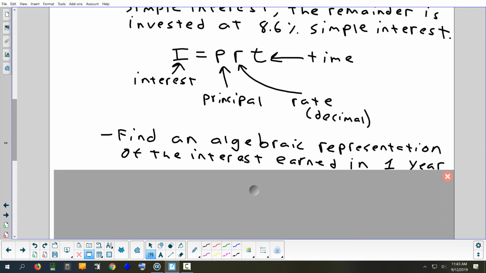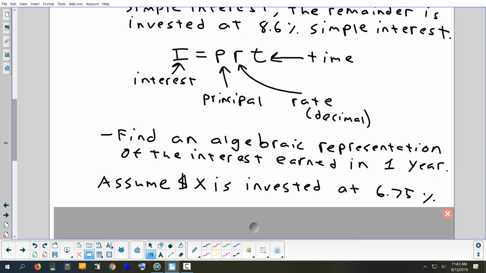To give you a hint, you've got to start off with something. Let's just assume that he invests X dollars at 6.75%. We don't know how much, but we'll say he puts X. You could have said, assume he invests X dollars at 8.6%. It doesn't really matter. It just would control which thing you're solving for. But since we know he invested a total of $20,000, it's not that hard. Once you know how much money he invested in one, just the difference is what he invested in the other.